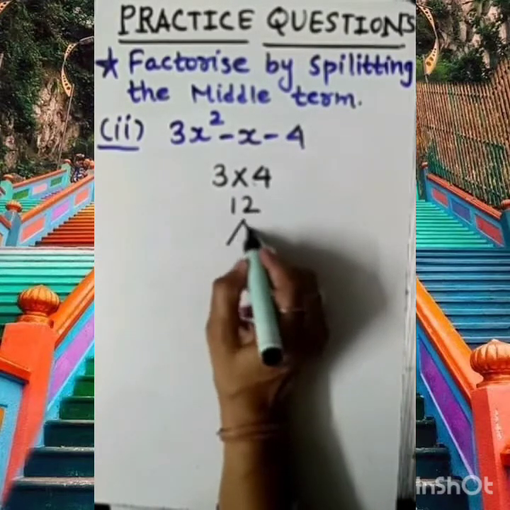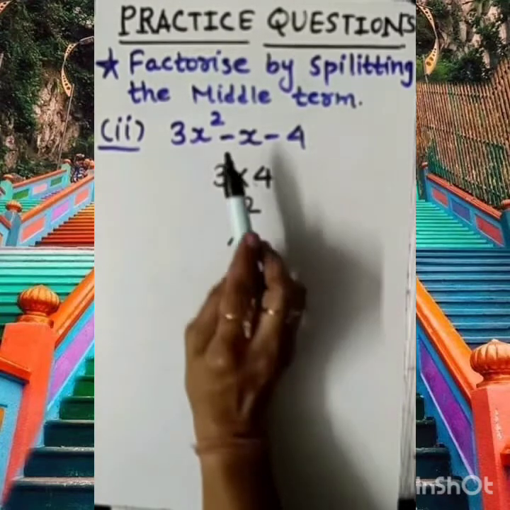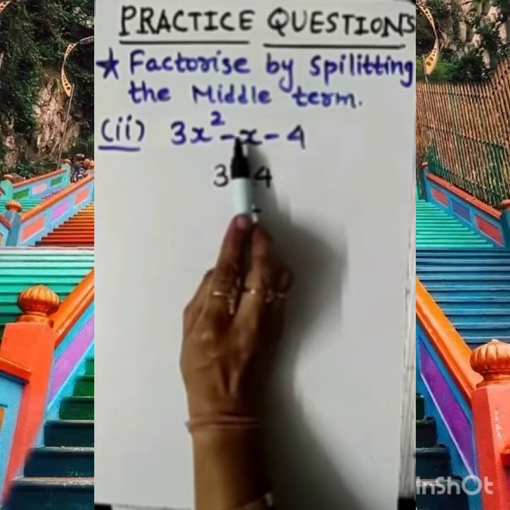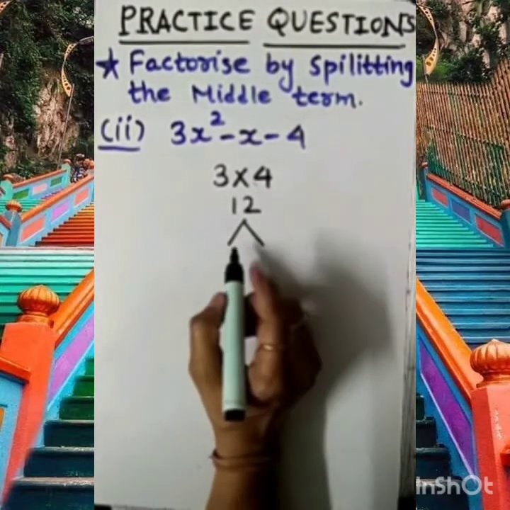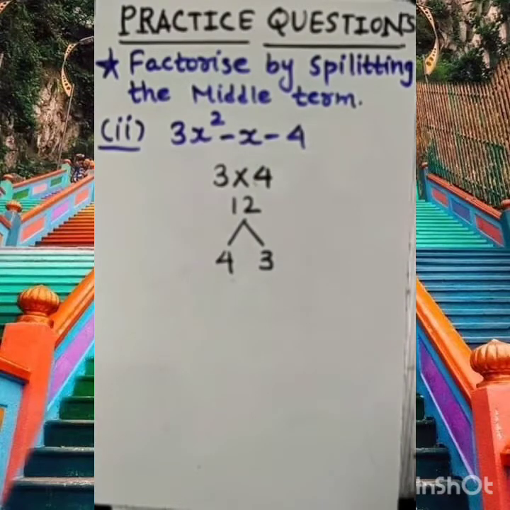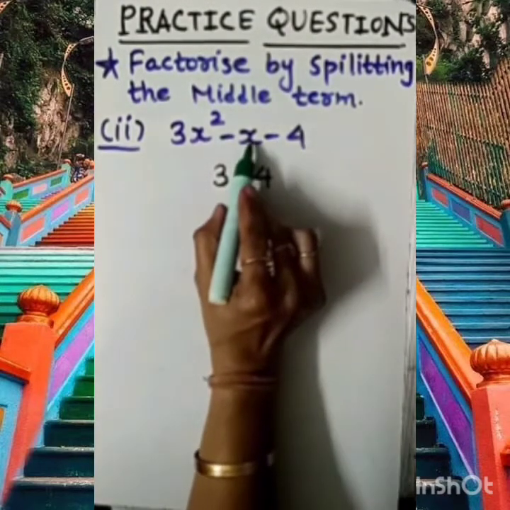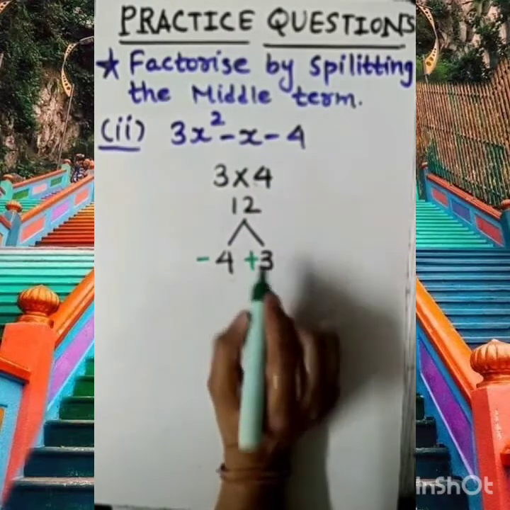Now we want factors of 12 such that we get the middle term minus 1. It is very confusing. Is there any possibility of such a factor pair that gives minus 1? You know very well the number itself, 4 threes are 12. And as the middle term's sign is negative, the big number gets the negative sign and the other will be positive.